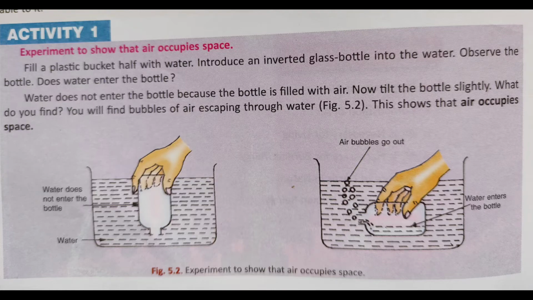Now tilt the bottle slightly. What do you find? You will find the bubbles of air escaping through the water. This shows that air occupies space. So from this beautiful activity, it is fairly understood by the learners.